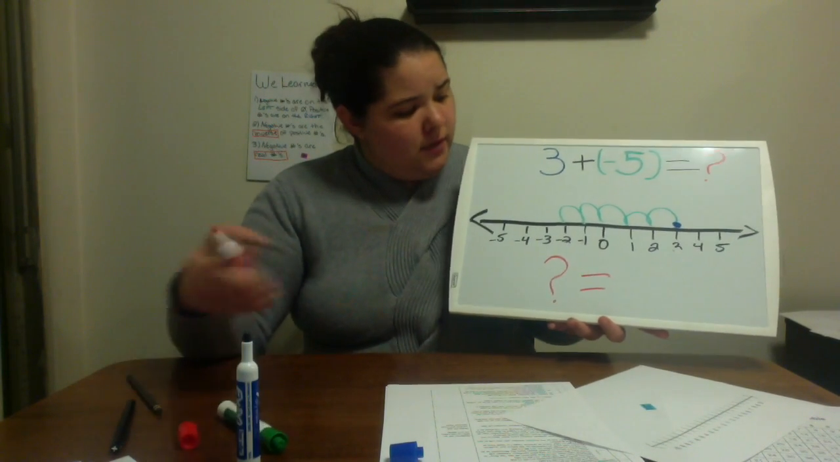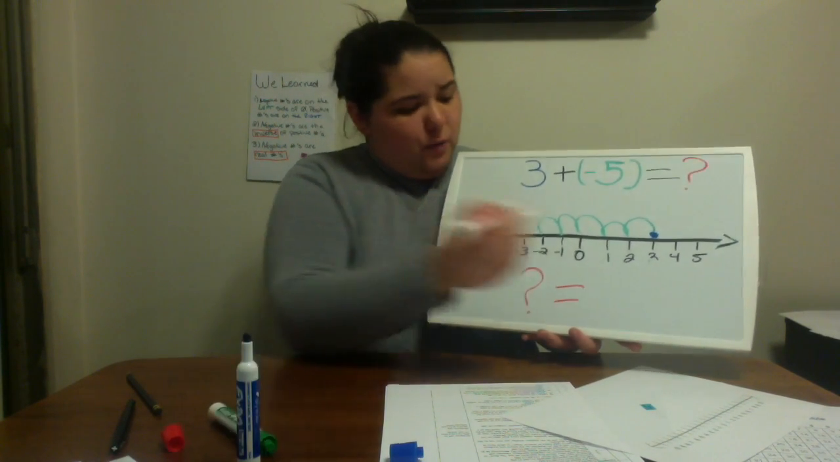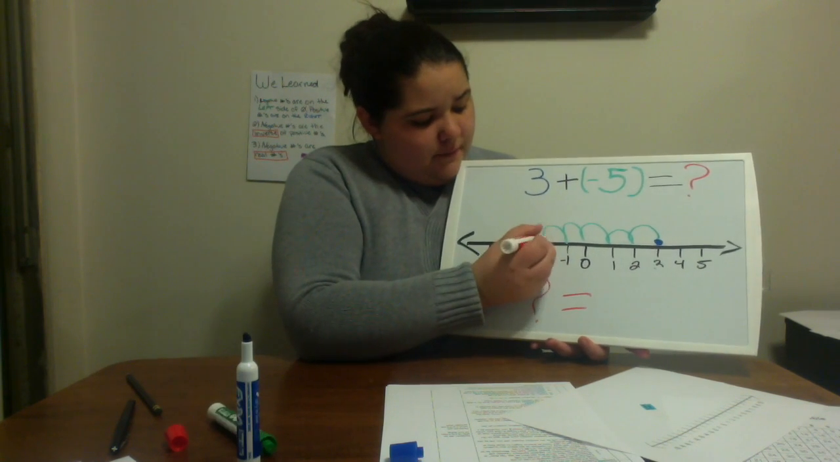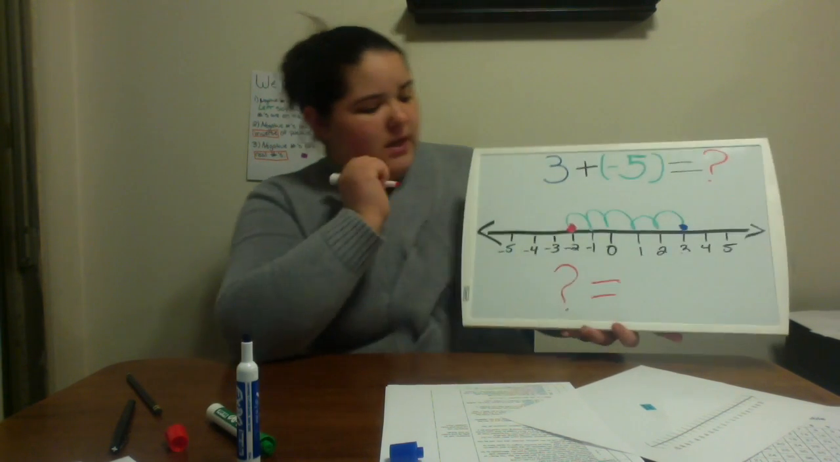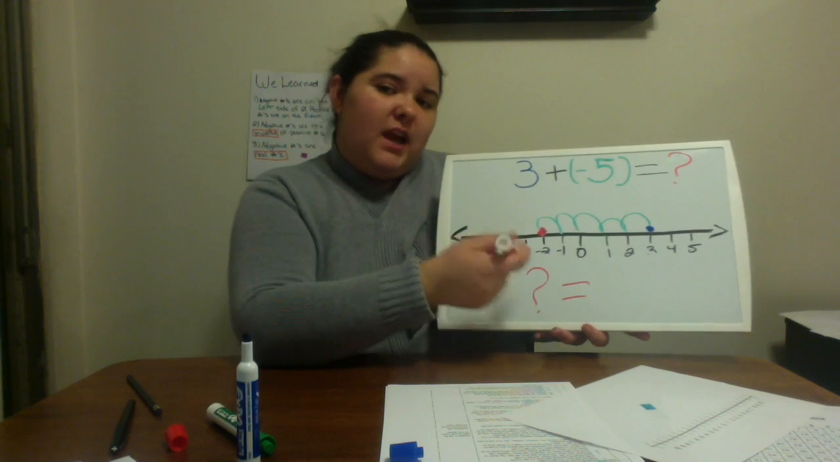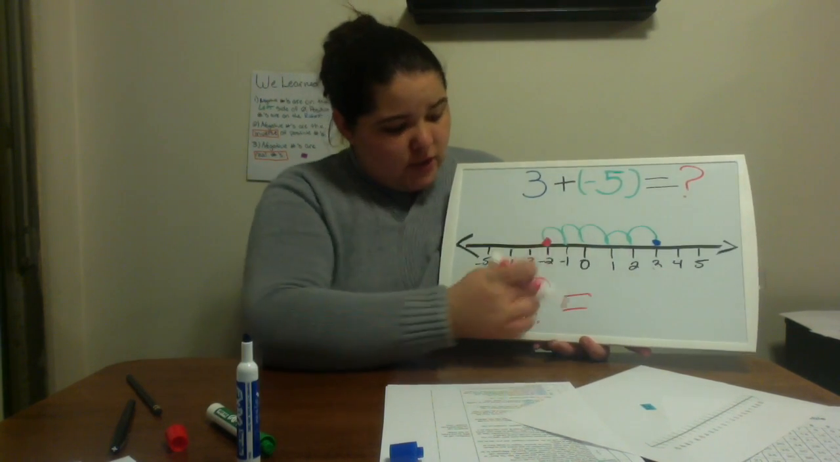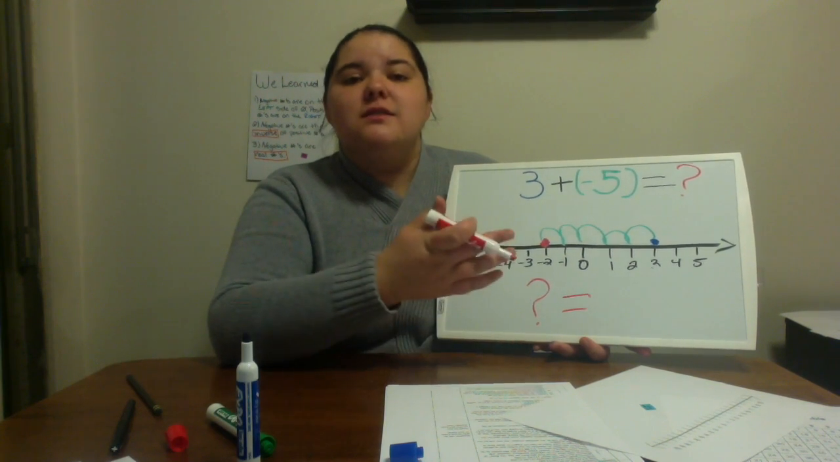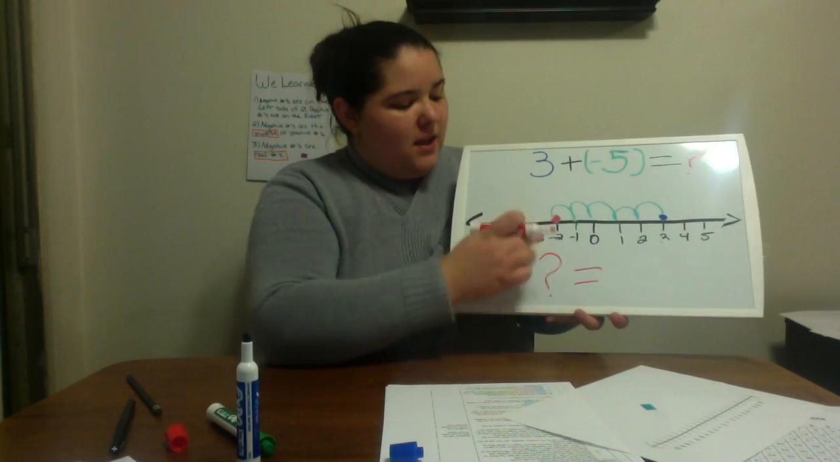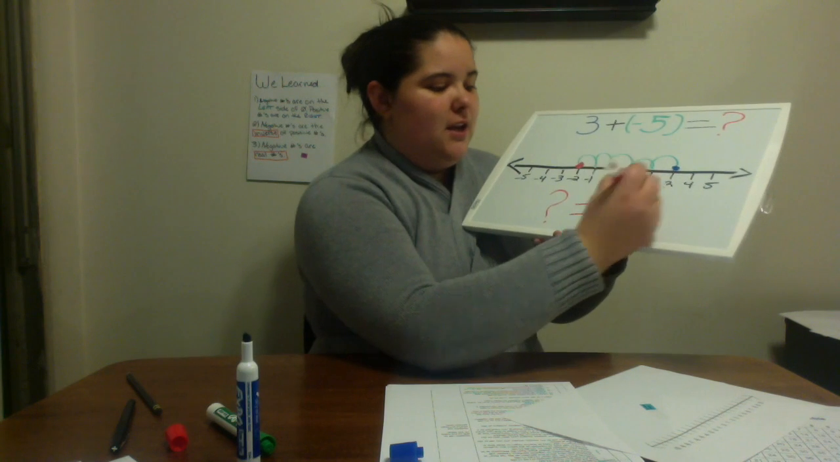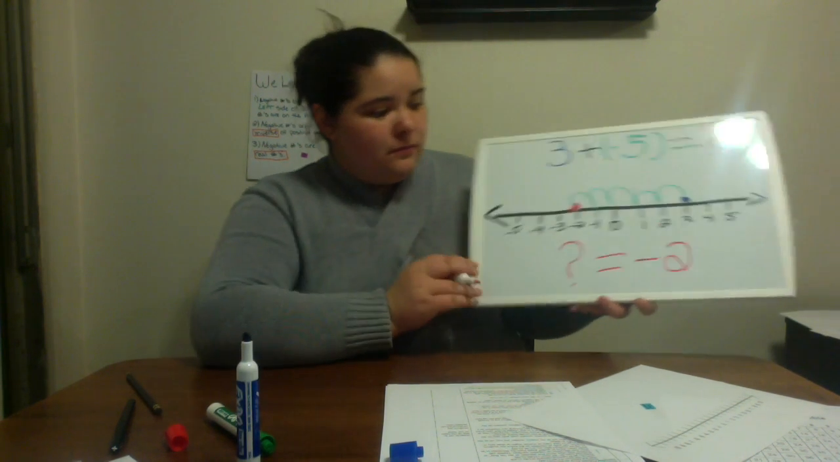Alright. So now we're going to take our red and mark where we landed. It says we landed at negative 2, and we moved 5 to the left from positive 3. So our question mark, which is our sum, is going to be negative 2.